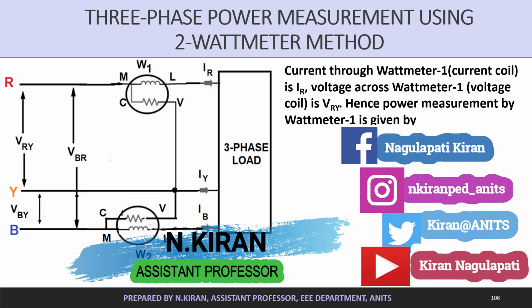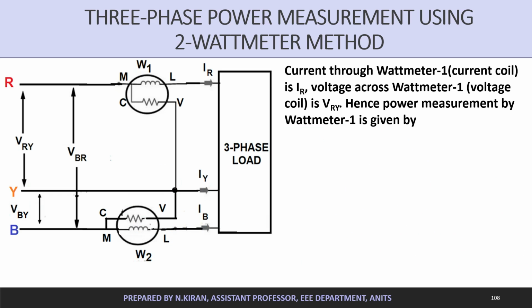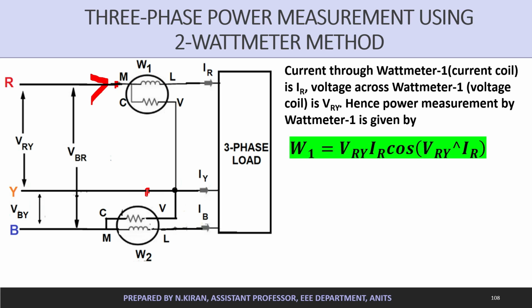So here, when I consider wattmeter 1, the current coil is connected to R phase, therefore the current flowing in the current coil of the first wattmeter is IR. Since the pressure coil is connected between R phase and Y phase, the voltage across the pressure coil of the first wattmeter is VRY. Therefore, the power measured by the first wattmeter can be written as W1 is equal to VRY into IR into cos of the angle between VRY and IR.